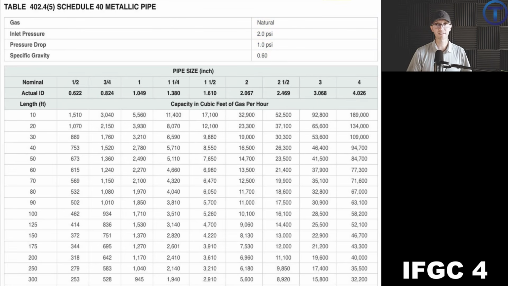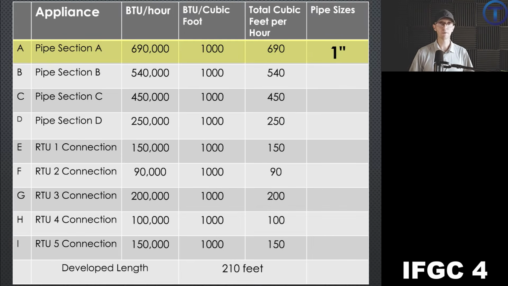Watch what happens. I have the same developed length, 210. So we're going to come down here to line 250. I have 690 cubic feet per hour. Let's bring that across. It's more than 279. It's more than 583, but it's less than 1,040. So I found my column. I come to the top. I've got 1-inch pipe. Put that on my table, 1 inch.